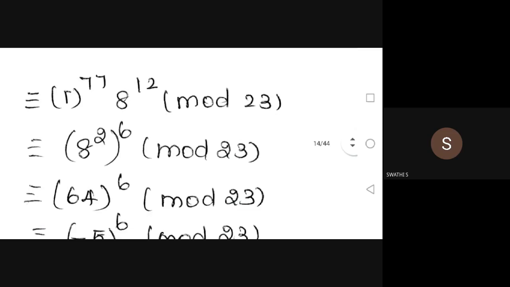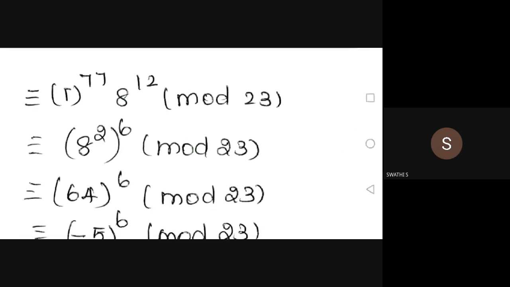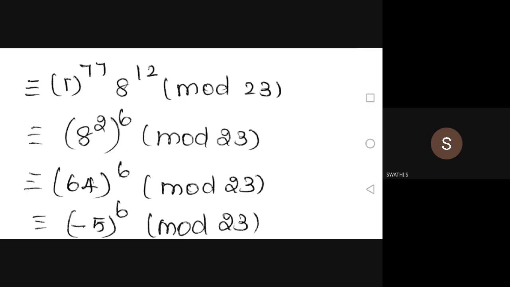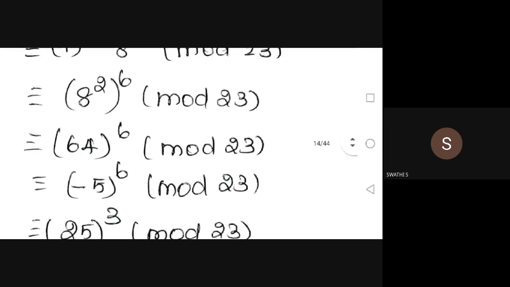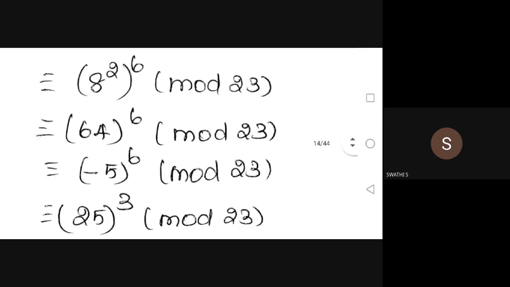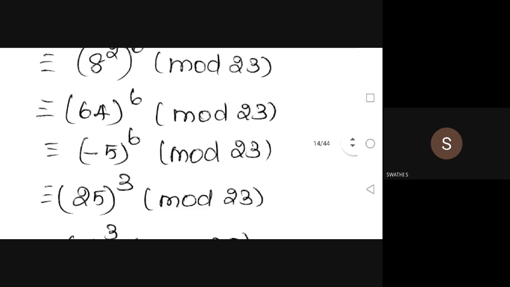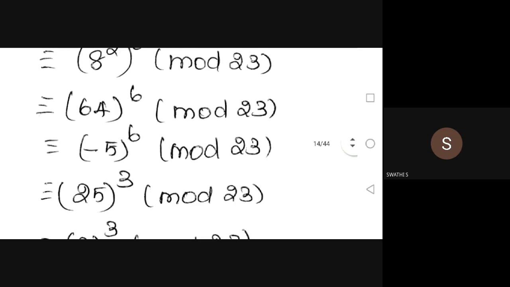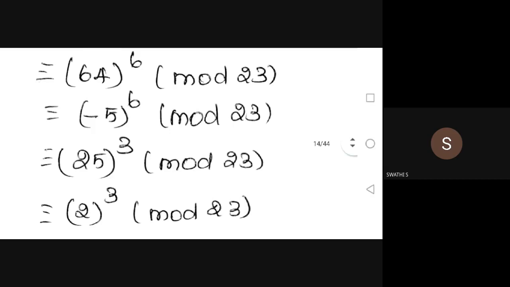So when 64 is dividing by 23, you can get the remainder minus 5. Okay, which means 64 is congruent to minus 5. Minus 5 to the power 6 can be written as minus 5 whole square then whole cube. Minus 5 the whole square is 25. So 25 to the power 3 mod 23. So when 25 is dividing by 23, you can get the remainder 2. So 25 is congruent to 2. Then 2 cube. So 2 cube is 8.